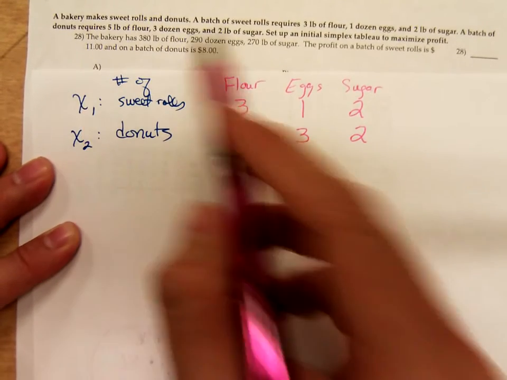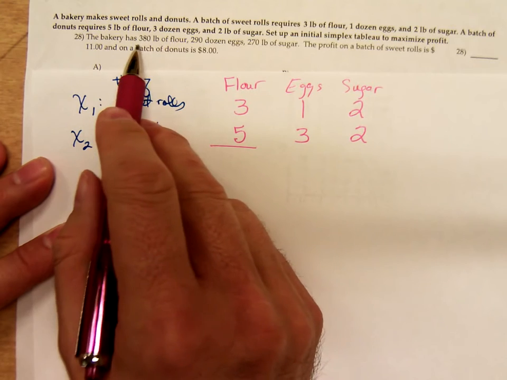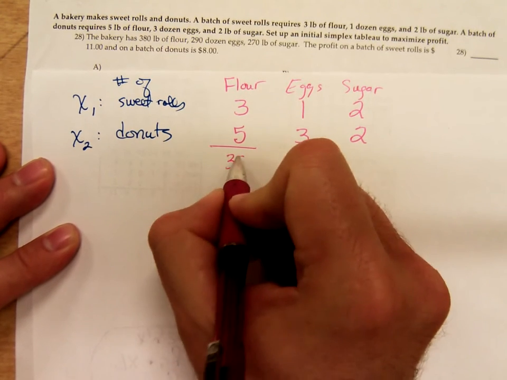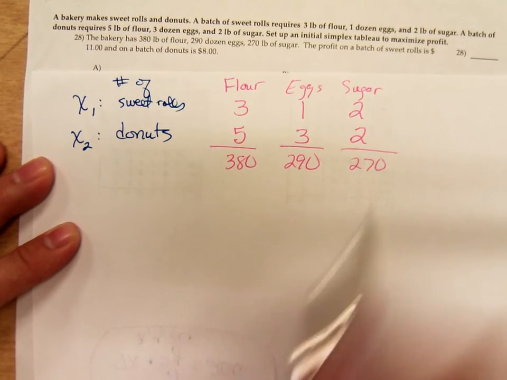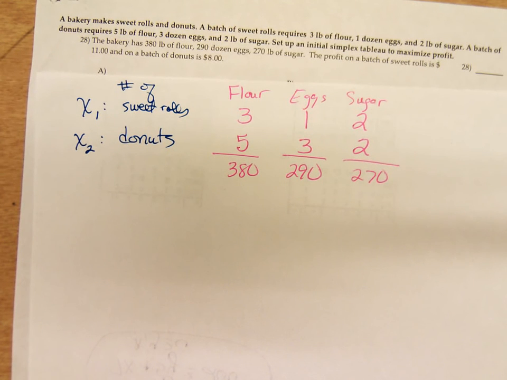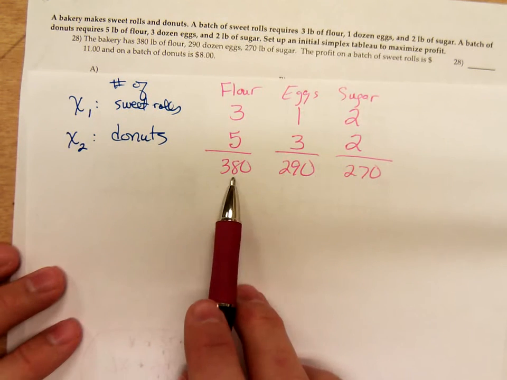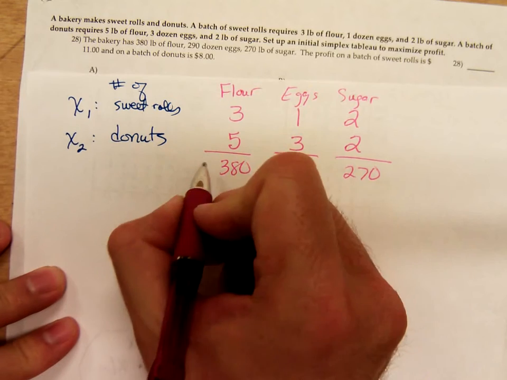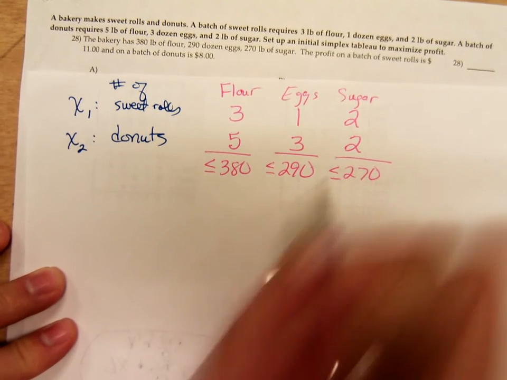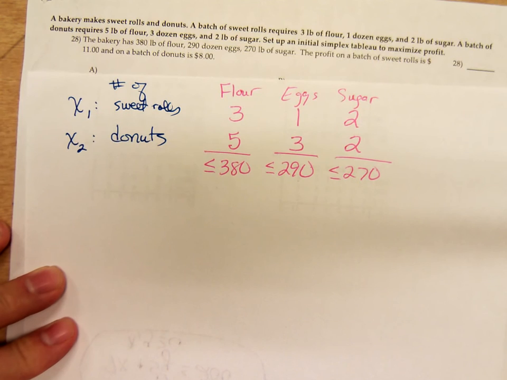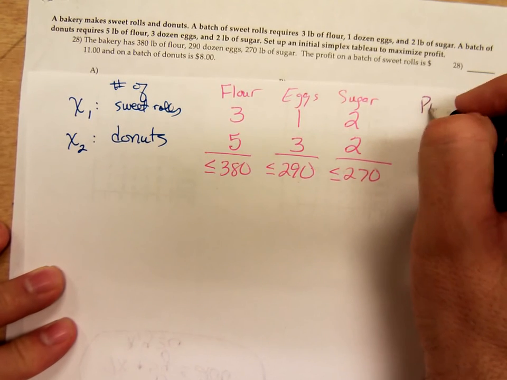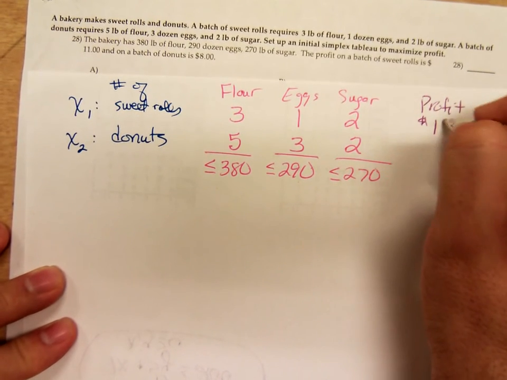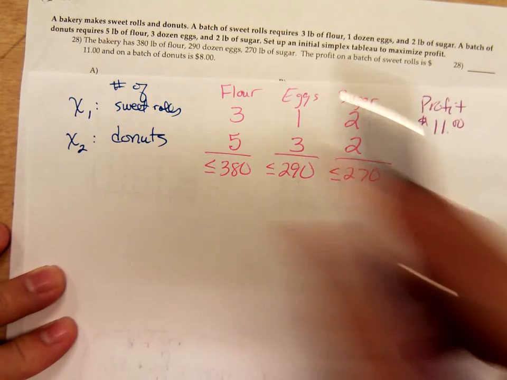Now, we're getting some totals here. They have 380 pounds of flour, 290 dozen eggs, 270 pounds of sugar, and we're going to assume they don't want to go buy more. That's how much they have, so they can't use more than this amount of flour, eggs, and sugar. So that would be less than or equal to. Then we're also told the profit on a batch of sweet rolls is $11 and on a batch of donuts is $8.